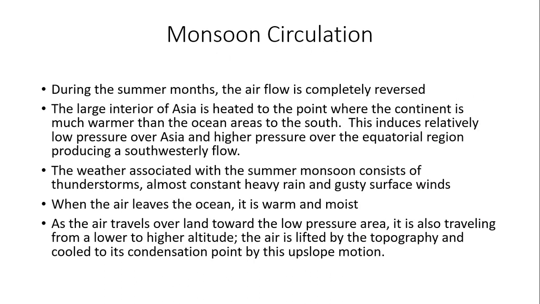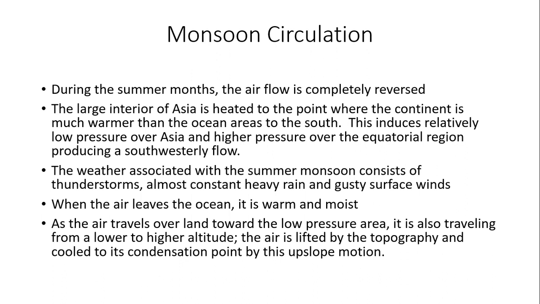Now during the summer months, the airflow is reversed from winter. So now you get this heated landmass of Asia, where it's much warmer than the ocean areas to the south. So this induces relatively low pressure over the heated landmass of Asia, higher pressure over the equatorial region, and that's going to produce a general southwest flow. The weather associated with the summer monsoon is very wet. Lots of thunderstorms, almost constant heavy rain, and gusty surface winds.